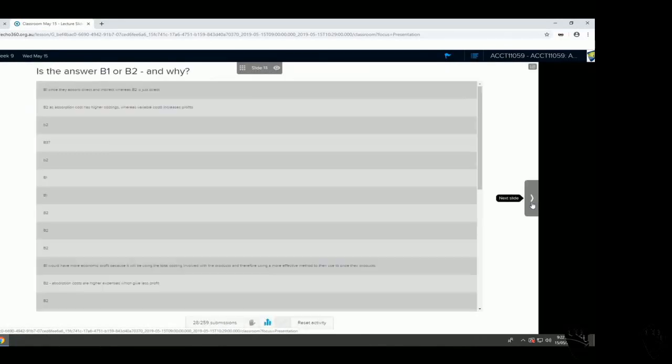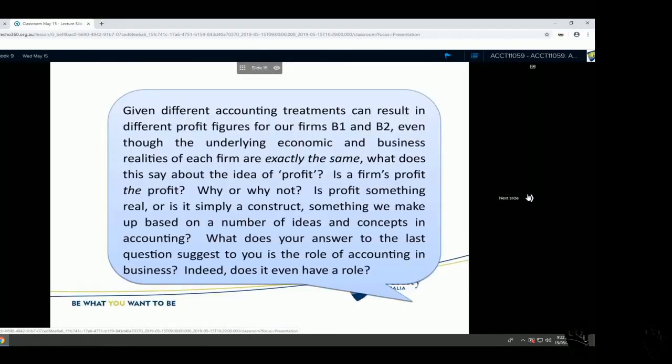And then here's the second. Given that different accounting treatments can result in different profit figures for our firms, B1 and B2, even though the underlying economic and business realities of each firm are exactly the same. These two businesses are identical in terms of what's really going on. What does this say about the idea of profit?